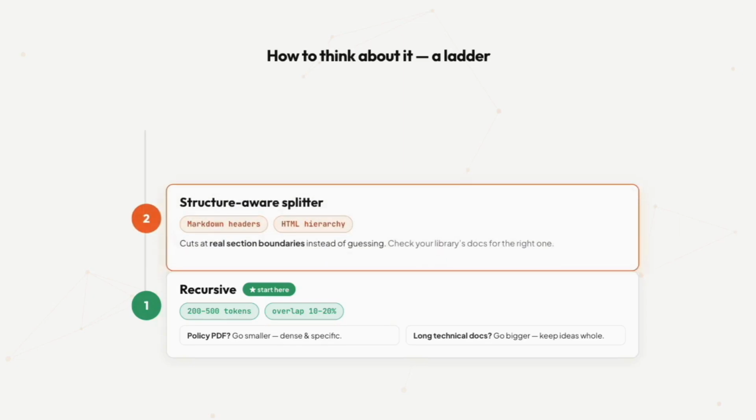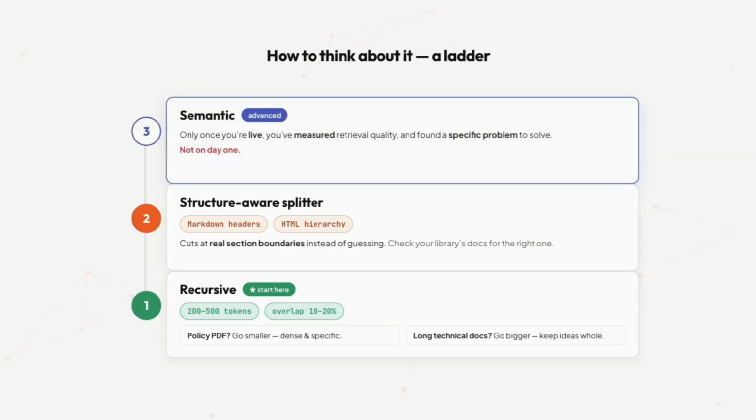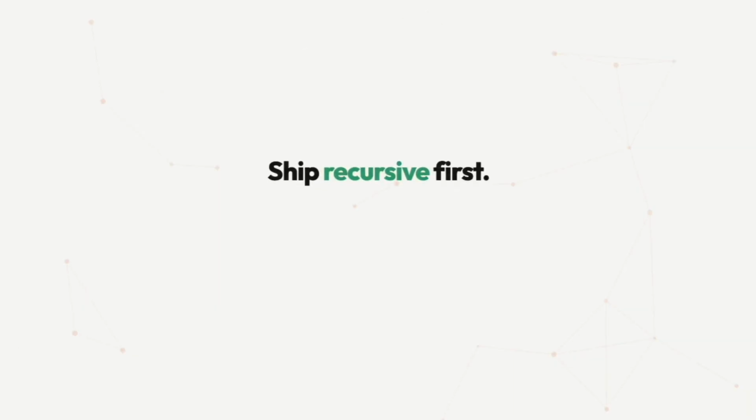Second rung, if your documents have real structure to them, like markdown headers or HTML hierarchy, switch to a structure aware splitter. These cut at actual section boundaries instead of guessing. Just check your library's docs for the right one to use. Third rung, semantic chunking. But only once you are live, you have actually measured your retrieval quality and you have found a specific problem you are trying to solve. Not on day one. Seriously. Ship recursive first, see how it performs, then upgrade if you have got a real reason to.